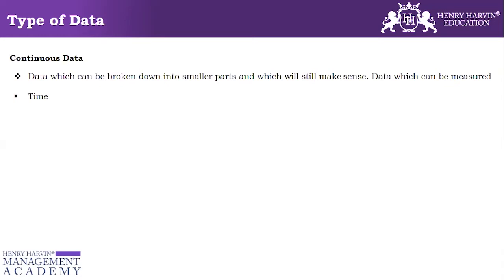Some examples of continuous data are time. Time can be broken down into different units. We can say 5 hours, we can say 300 minutes, we can convert into seconds and so on. Price, height, weight, temperature, distance: all these are examples of continuous data. If you look at these examples, all of them can be broken into different smaller parts and it will still make sense because they have different units.